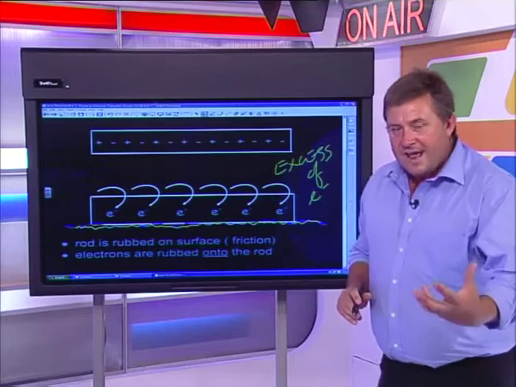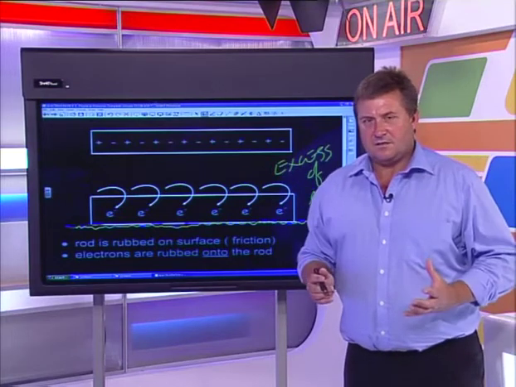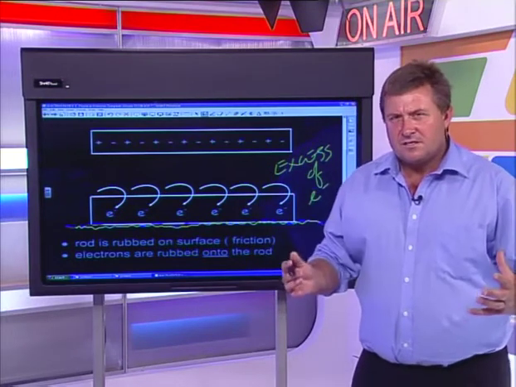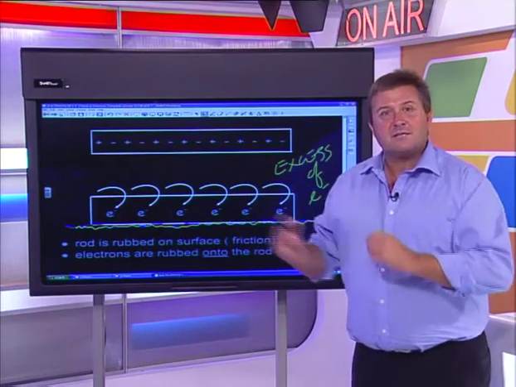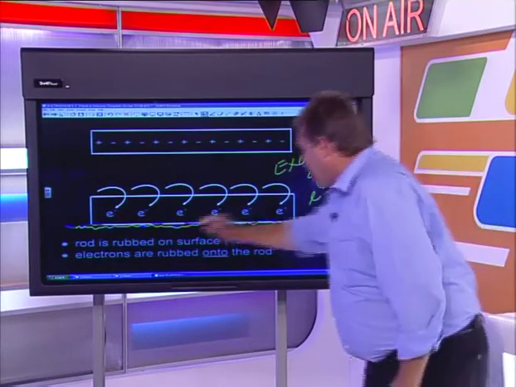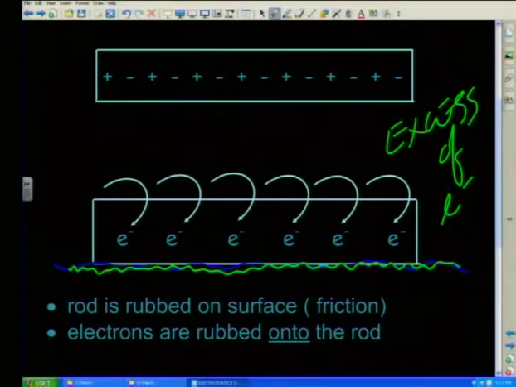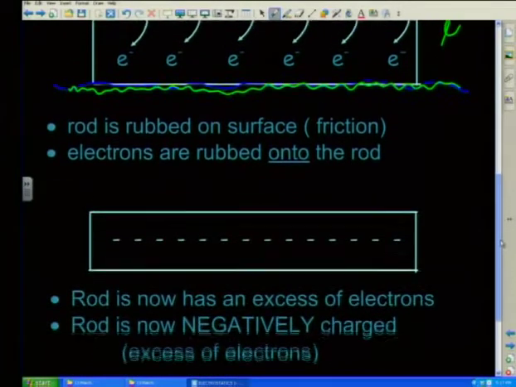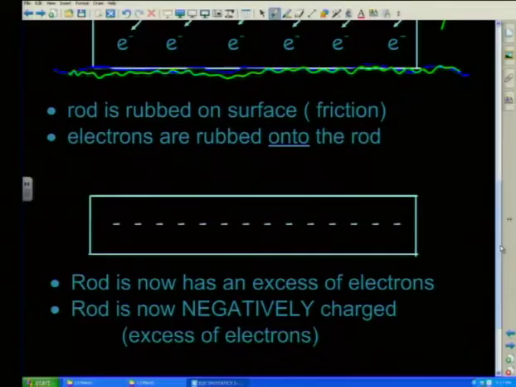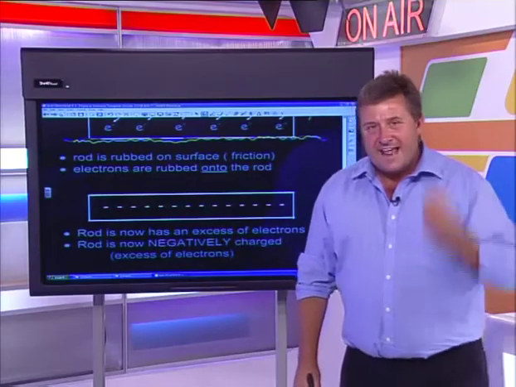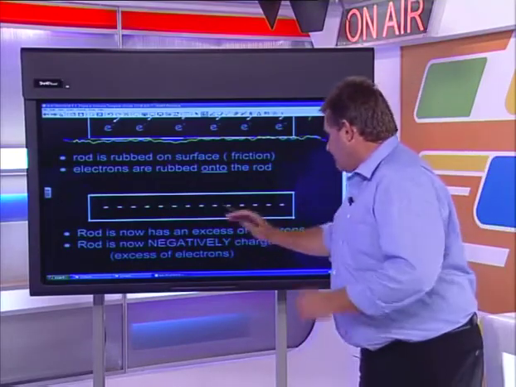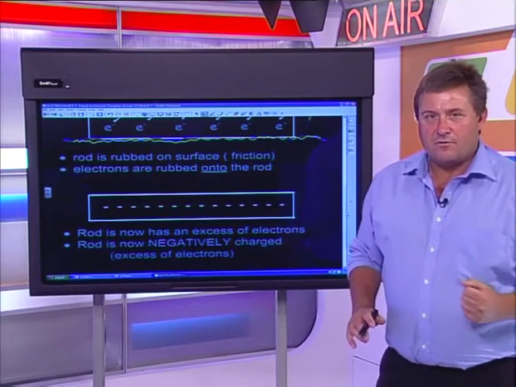You're going to have more negatives than positives. And if you have more negatives than positives, then surely the rod must become negatively charged. And that's what we put over here. The rod is rubbed on the surface, there's our friction, electrons are rubbed onto the rod. We are adding electrons to create an excess of electrons on the rod itself. So therefore we can now show the rod having an overall negative charge. And there it is, its excess of electrons, overall negative.